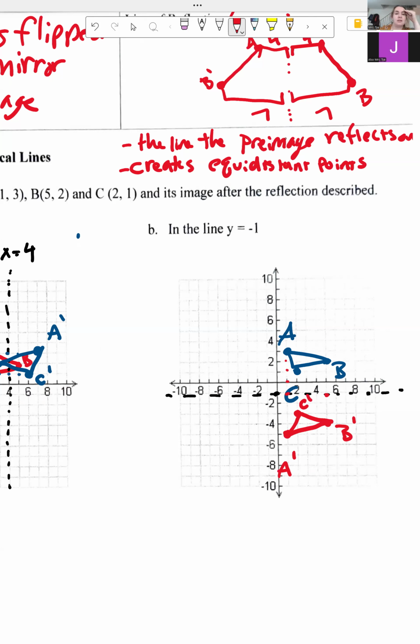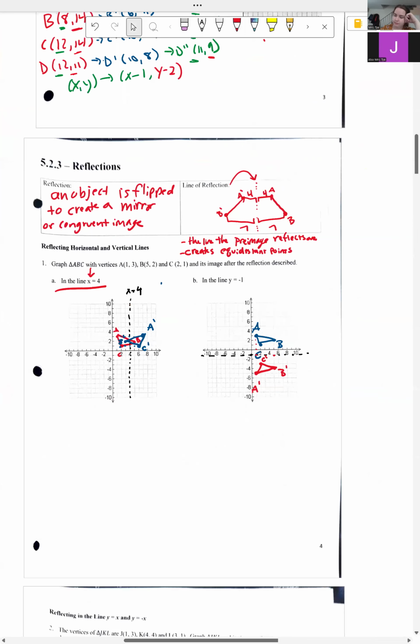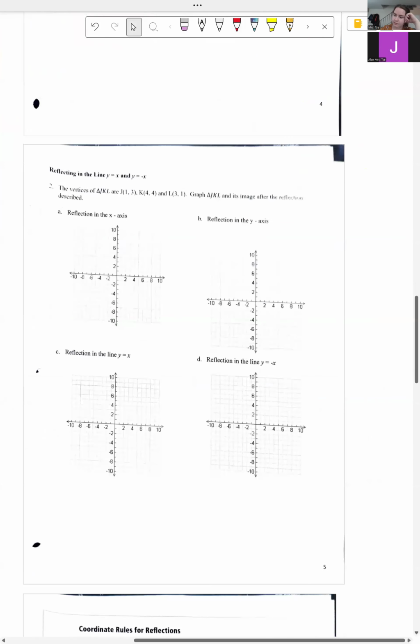My drawing's not the best because I'm drawing with a computer pen and it's not the most accurate because it's chunky. Okay, but this is what you're going for. You're going for equal distances away from that line of reflection. Okay? Okay, next page.